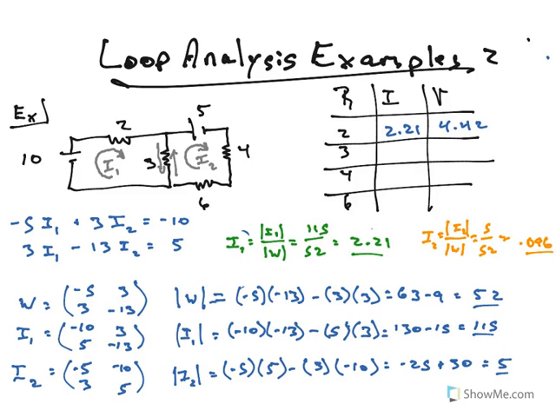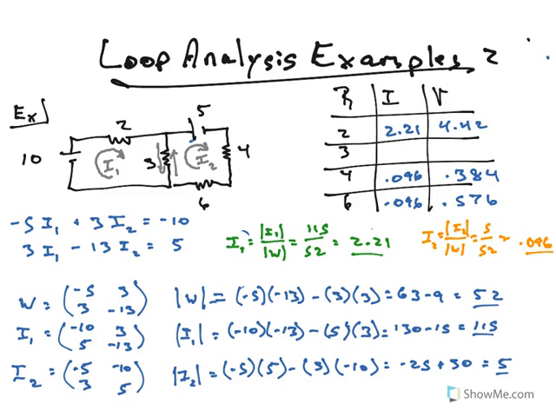Let's go to 4. What current hits 4? The only current that hits 4 is I2. I2 is 0.096. What's 4 times 0.096? 0.384. All right, what about the 6? Same thing. The only thing that hits the 6 is I2, which is 0.096. Then we need his V is his I times his R, which is 0.576.